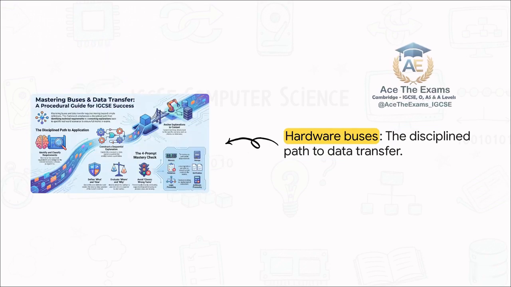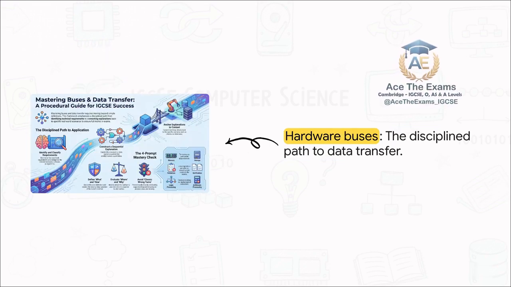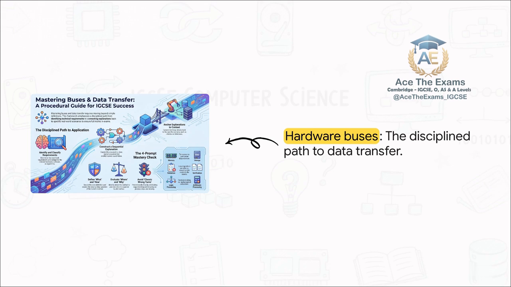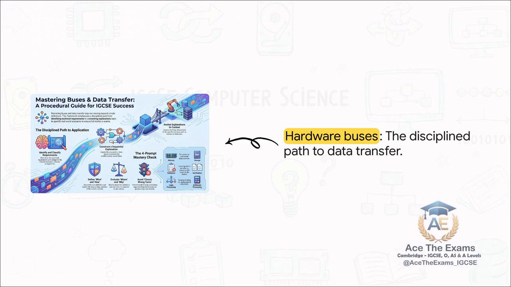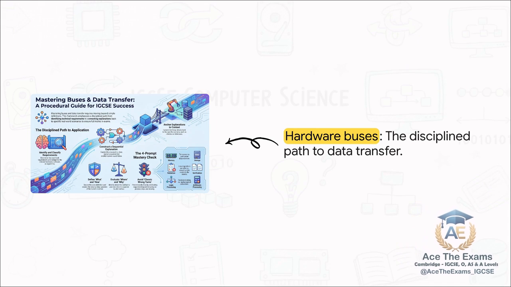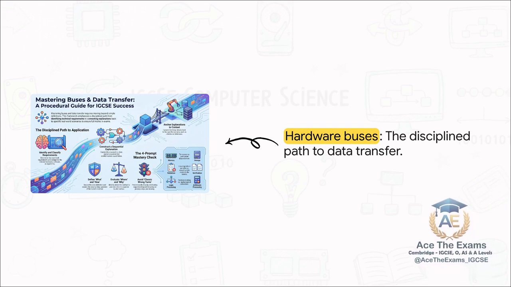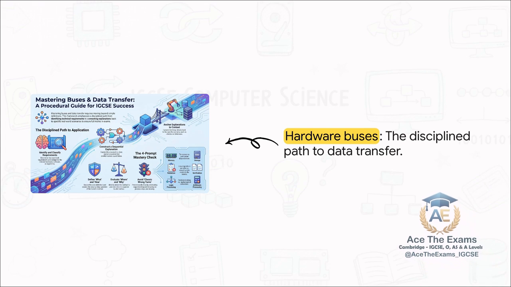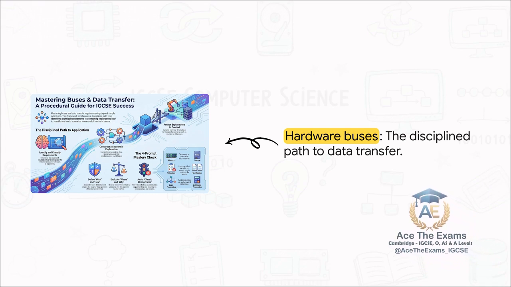Now, check out how the disciplined path to application shown here connects all those microscopic logic decisions to actual data movement. Data doesn't just teleport, right? It travels along physical hardware buses. Mastering this means you have to explain the logical sequence: how the address bus finds the location, how the control bus manages the signals, and how the data bus actually moves a physical payload. If you leave out any single step in that sequential explanation, you are going to drop marks.